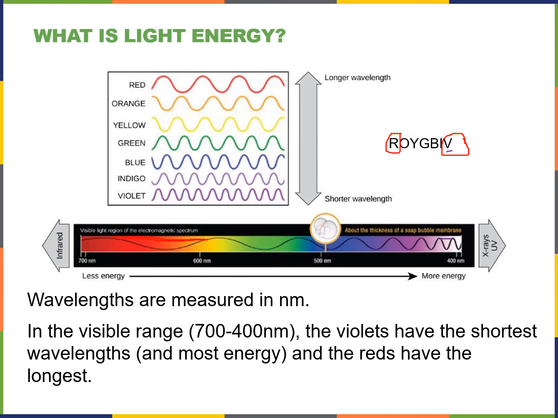I can ask you a test question on any one of these colors, and I can ask you which one has more energy and which one has less energy. So it's very important for you to understand the differences in the wavelengths. Wavelengths are measured in a unit known as nanometers. In the visible range from 700 to 400 nanometers, violet has the shortest wavelength and the most energy, and red has the longest wavelength and the least amount of energy. So again, this color spectrum is really important. X-rays and ultraviolet light have the highest forms of energy, and infrared light has some of the lowest energy associated with the color spectrum.